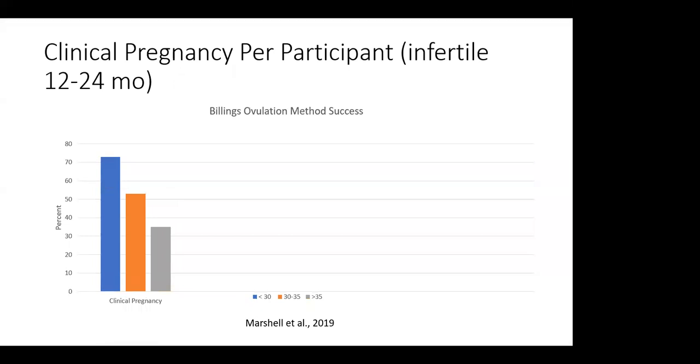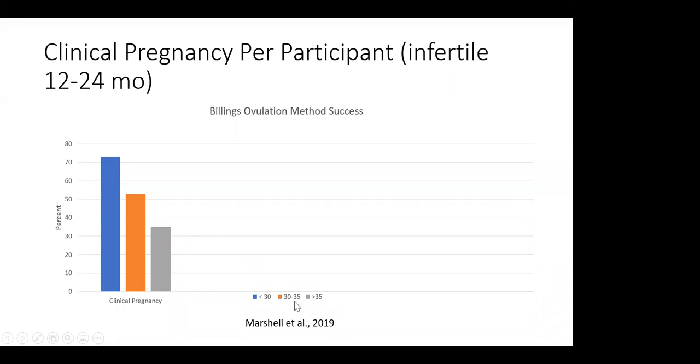Now, this is data that was published just last year by Marshall and colleagues from Womb in Australia. And I do want to point out that this is not apples to apples. First of all, it is clinical pregnancy, not live birth rate. But also, these are infertile couples, so couples that have been attempting to get pregnant for 12 to 24 months, which is anything over 12 months of trying is considered infertile.